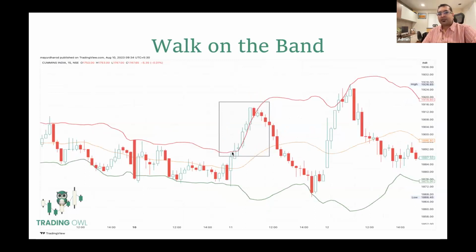This is a case of Cummins India, where it closed and the range expansion happened after a squeeze. The candle closed outside the upper band and the rally continued for 1, 2, 3, 4, 5, 6 candles. You could have booked your profit over here. Now look at it, it did break out over here, but it failed in the next candle. So this was a breakout candle. You obviously have to take a position after the second candle closes outside the band. So here it has clearly failed.